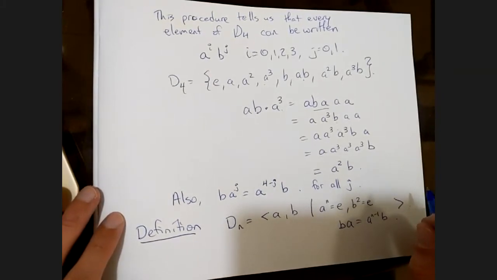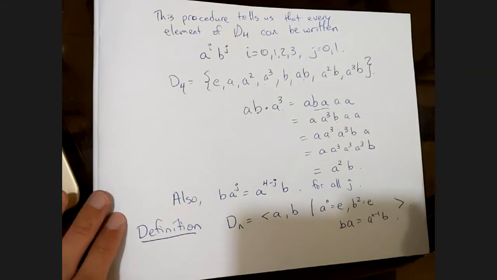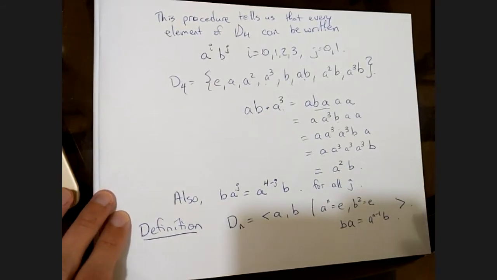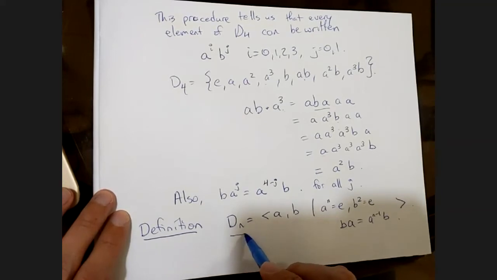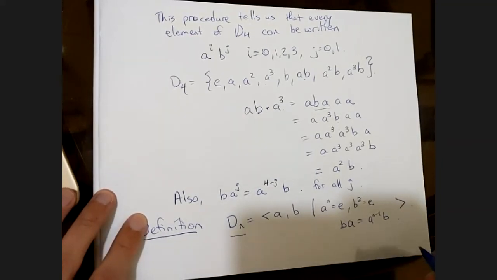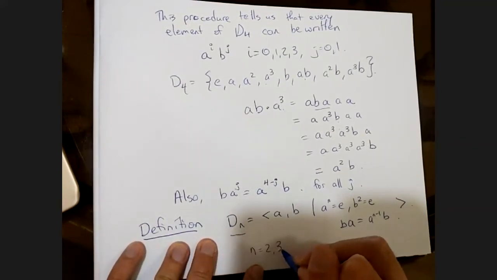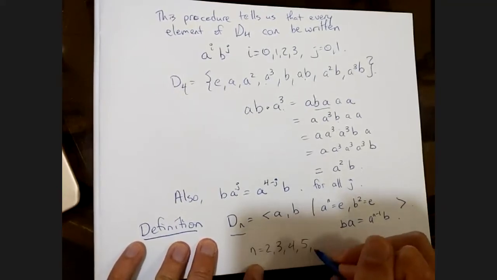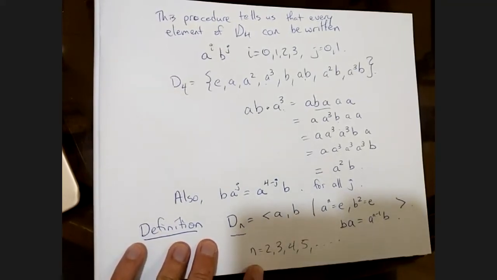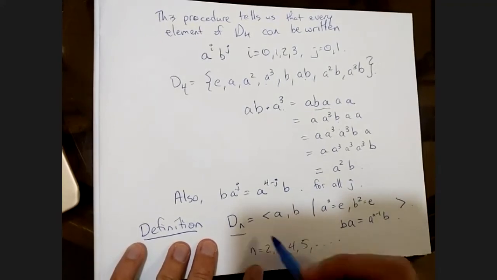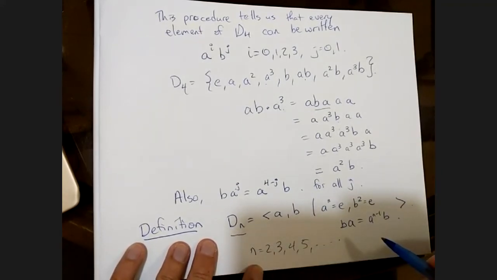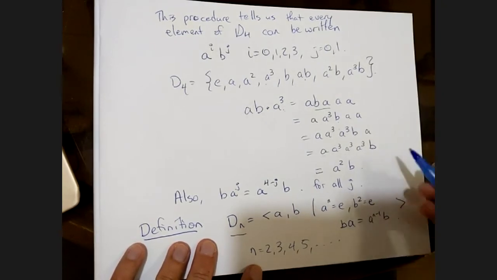Let's continue. For this group Dn, here n is like 2, 3, 4, and on and on. For every integer, you get a group Dn. And you have the same kind of relations in Dn as you do for D4.